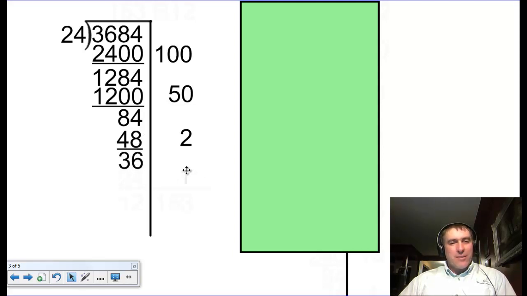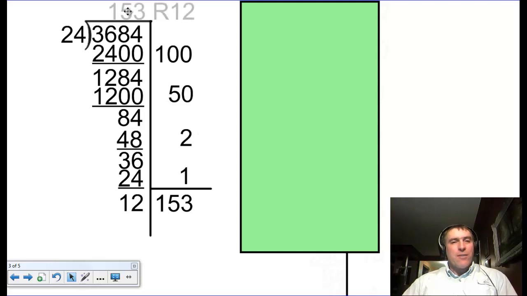What can we do it by? 1. 1 times 24 is 24. Subtract that, and 12. Our remainder of 12 is smaller than our divisor out front, so we know we've done it right. Now we have to add up our answer. So it's 100 plus 50, that's 150, 152, 153, and that's our answer. So the answer is 153 remainder 12. How's that for simple?